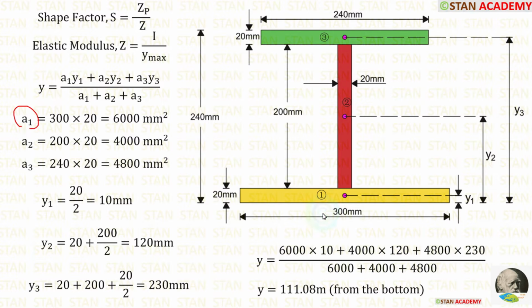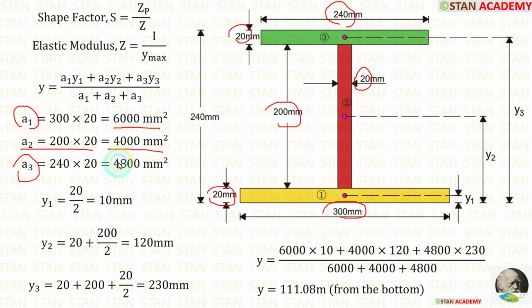Area 1 is equal to 300 into 20. We will get 6000 mm square. Area 2 is equal to 200 into 20. We will get 4000 mm square. Area 3 is equal to 240 into 20. We will get 4800 mm square.